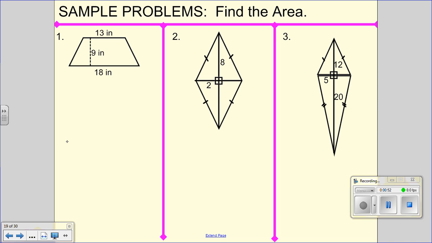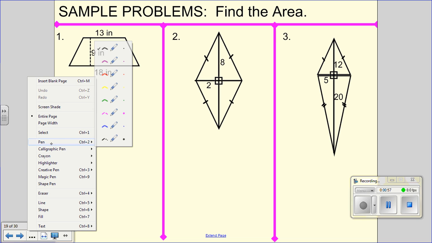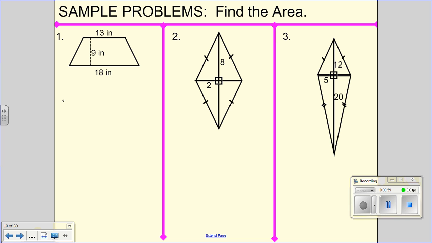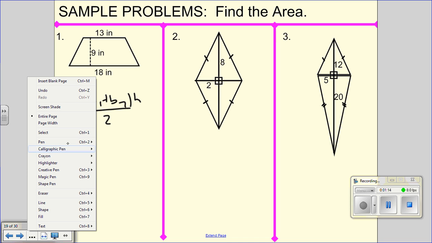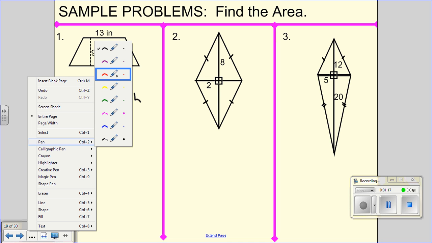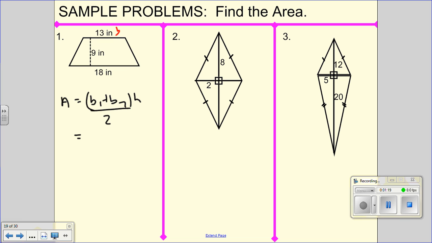So on number 1, we have a trapezoid, and we're going to find the area. So let's write down the formula first. Area is equal to B1 plus B2 times height divided by 2. It doesn't matter which one you call B1 or B2. Let's say this is B1, this is B2, and then this must be the height because it forms a 90-degree angle with both bases.